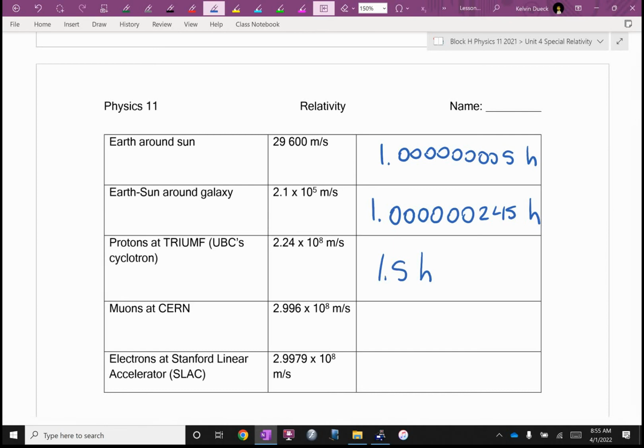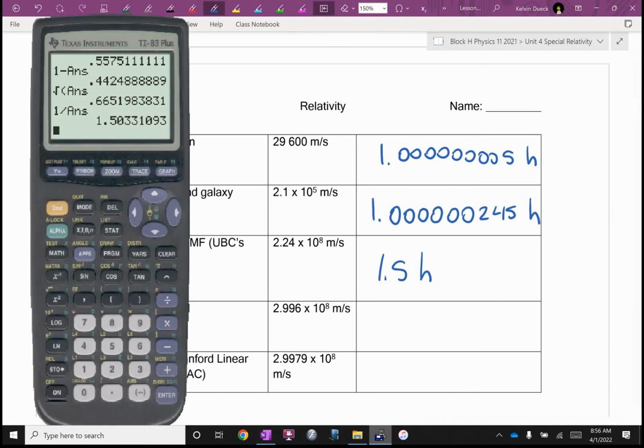CERN is the largest particle accelerator on the planet. It's on the border of France and Switzerland. It's huge. It's this massive, I think it's about 3 kilometers across, circular particle accelerator where they get things going really fast. So at CERN, they can get muons to 2.96 times 10 to the 8th.